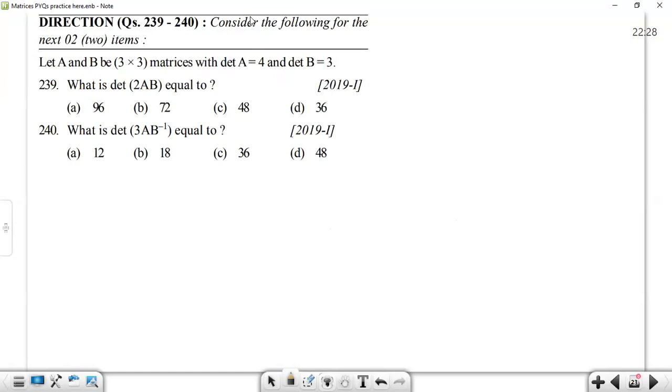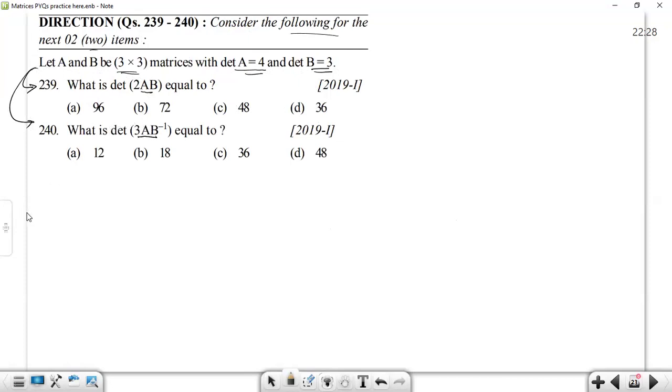There is a bundle of questions. Consider the following for the next two items. Let A and B be matrices of order 3 by 3, with determinant of A as 4 and determinant of B as 3. This given information applies to both questions. What is the determinant of 2AB, and what is the determinant of 3AB inverse?